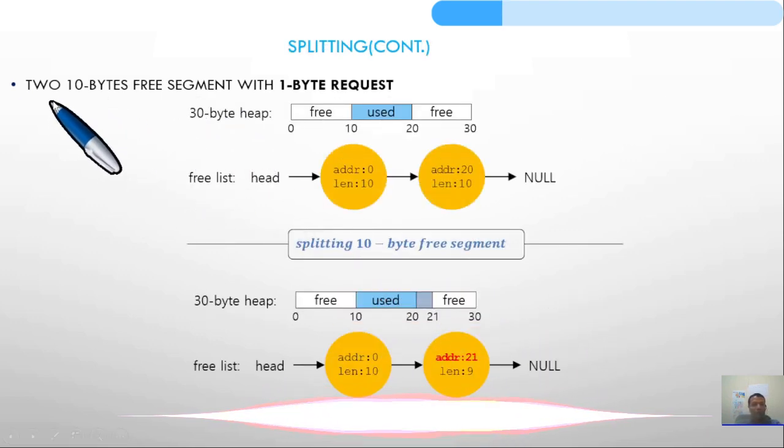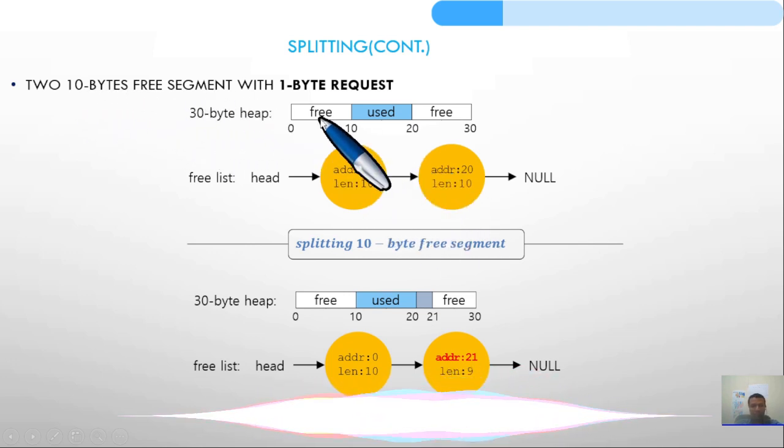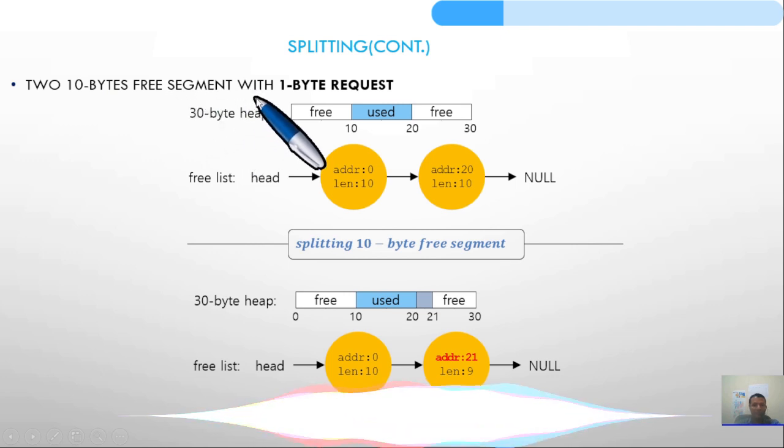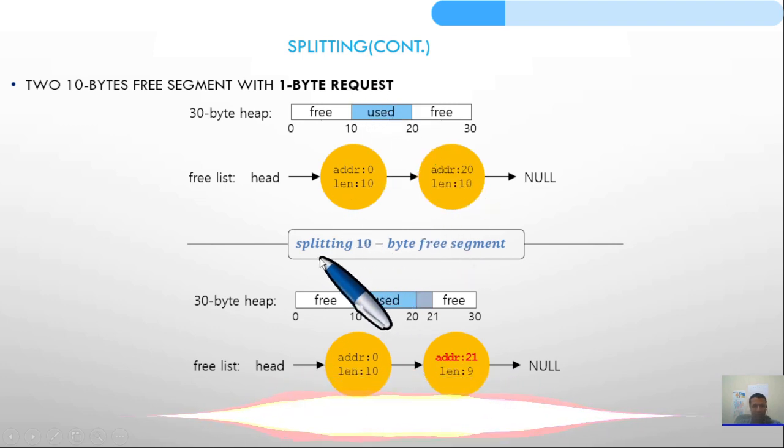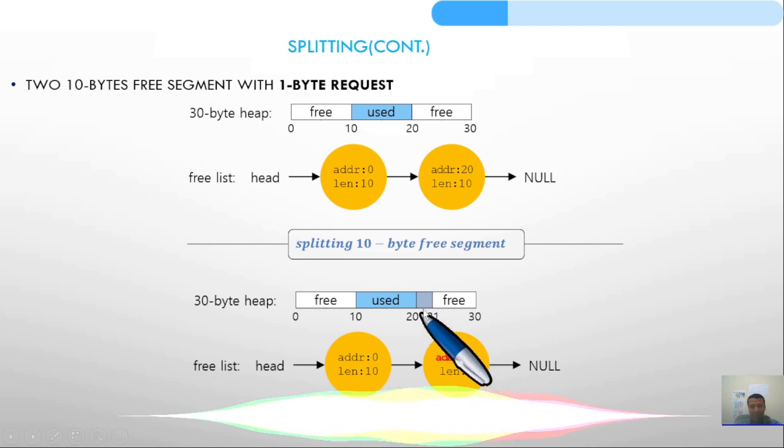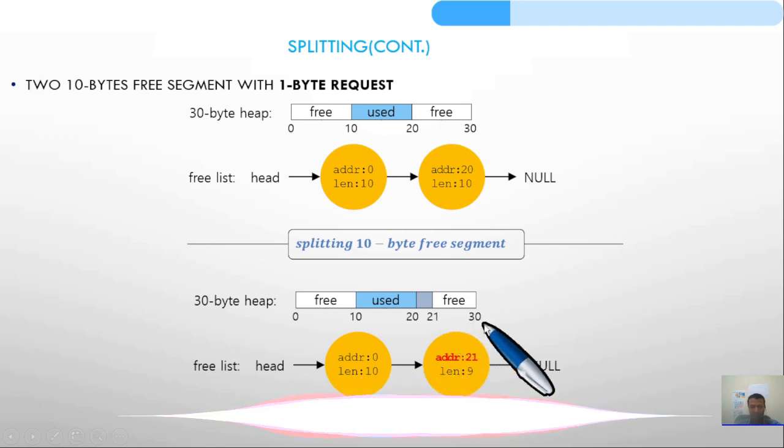Now we have two 10 byte free segments. But if you are requesting only one byte, we use splitting on a 10 byte free segment. As you can see, from 20 to 21, 1 byte will be allocated to the pointer, the requester. The operating system can choose this one or this one; for now, let's assume we choose this part. So the free address will now be 21 with a length of 9. This is the free list. This is the splitting technique.